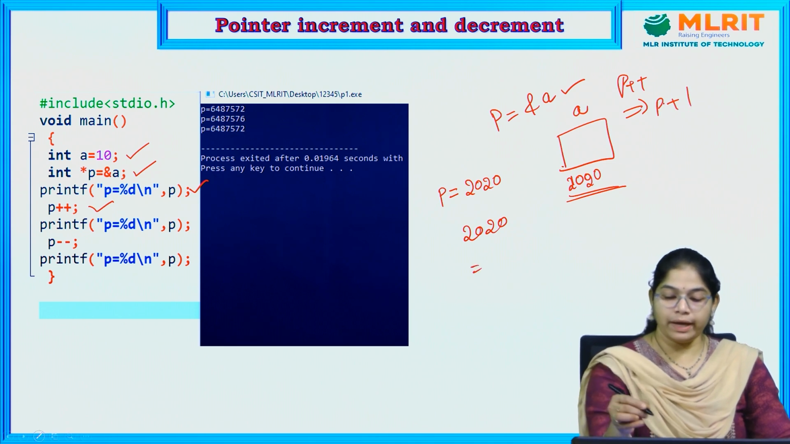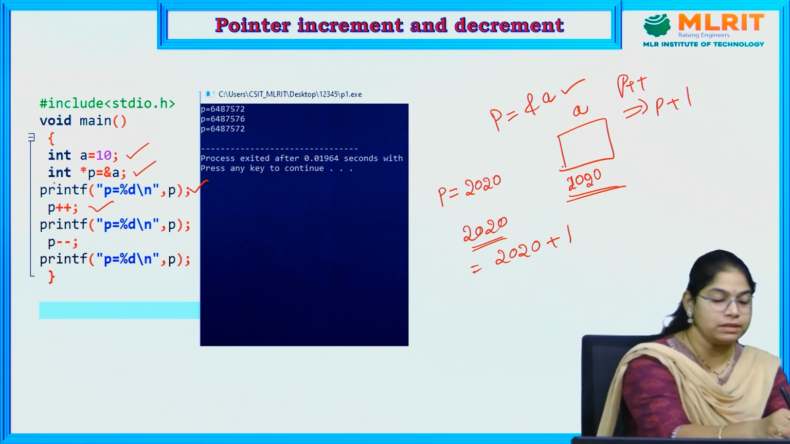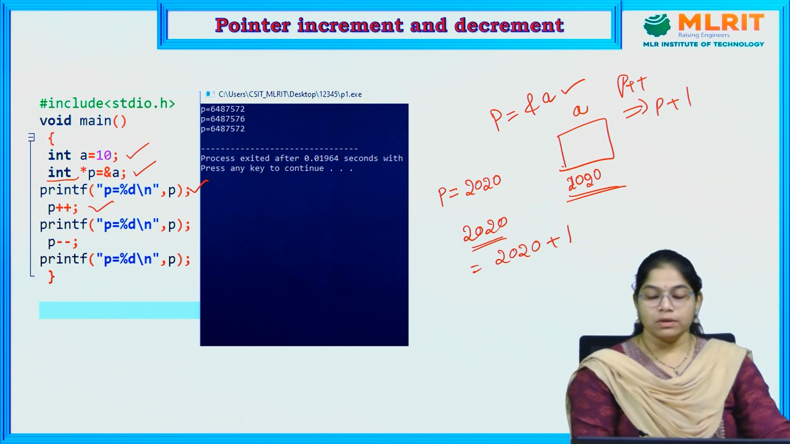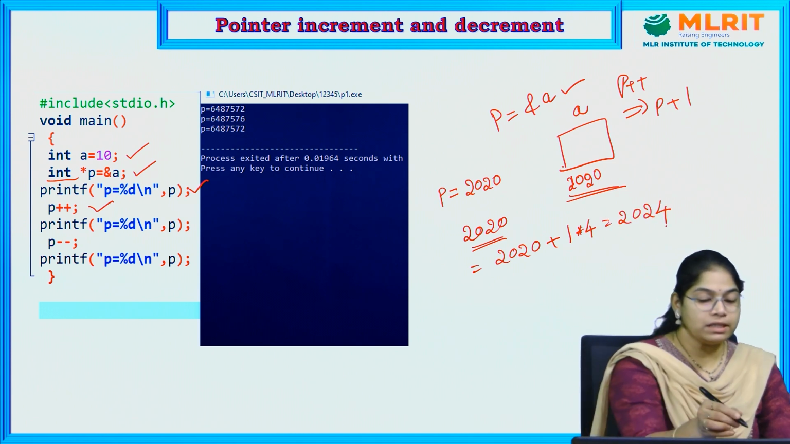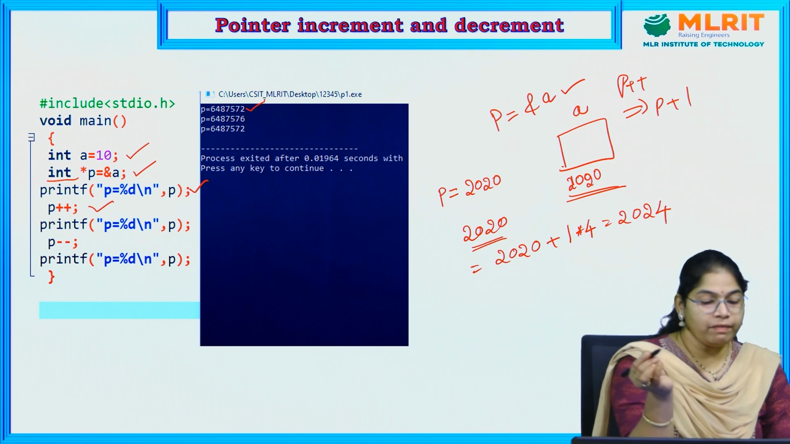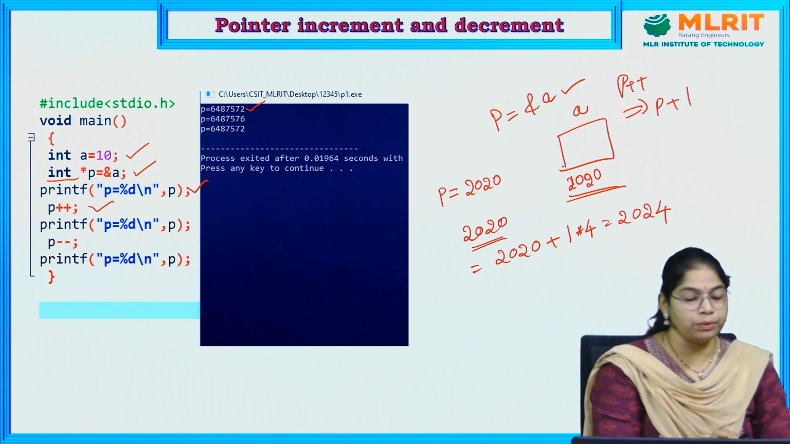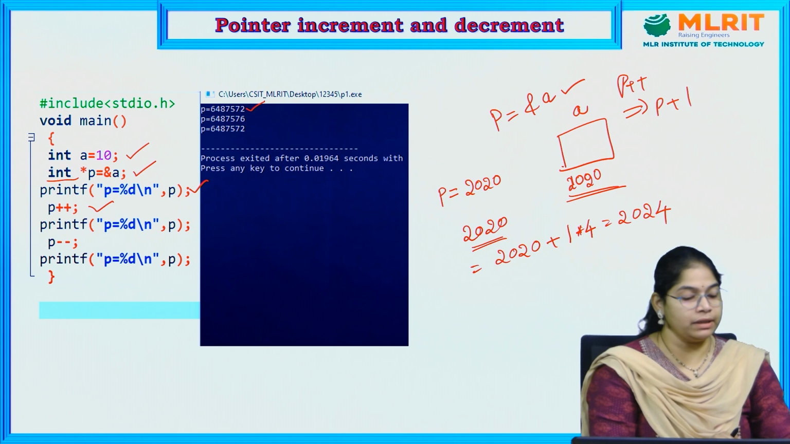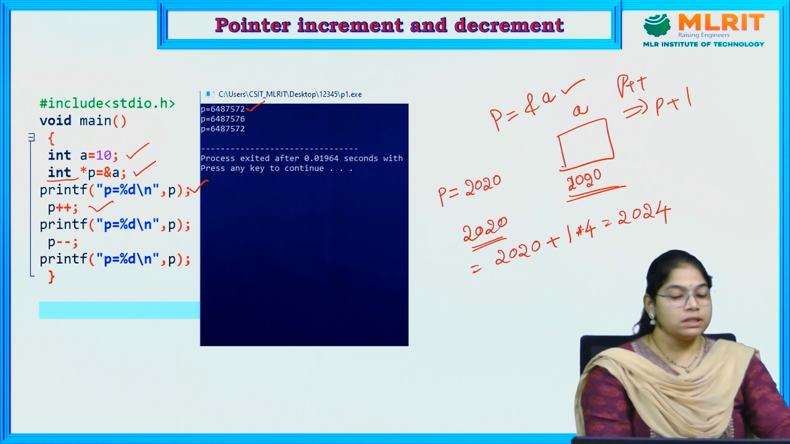So P++ is nothing but P plus 1. So P value is 2020 plus 1, where it is an integer type. Here I consider the pointer type is integer. So integer occupies 4 bytes of memory. We can see this here. So here P value, let us consider the last two digits, it is 72. Now after increment, that means P plus 1, it becomes 76.